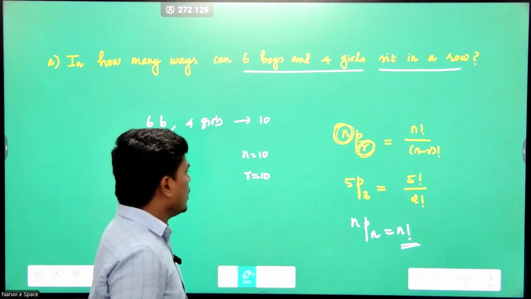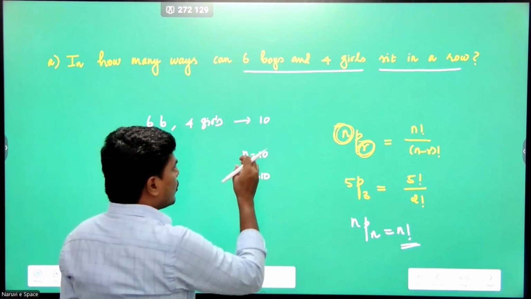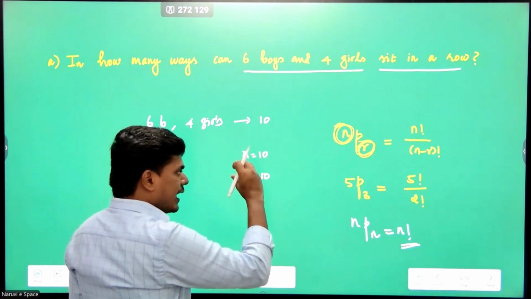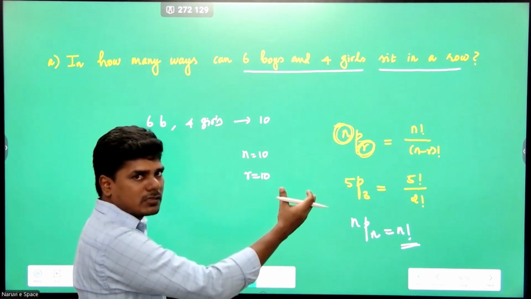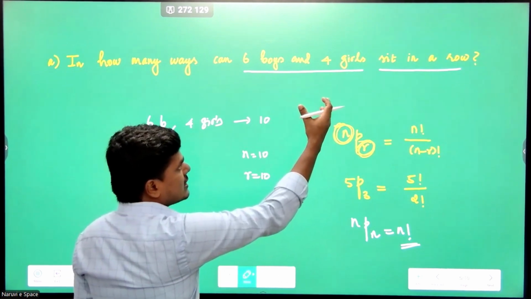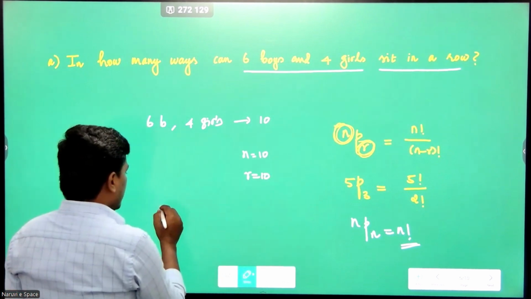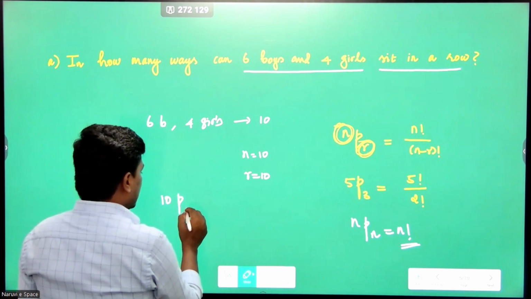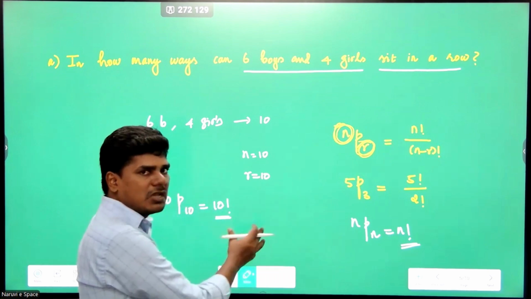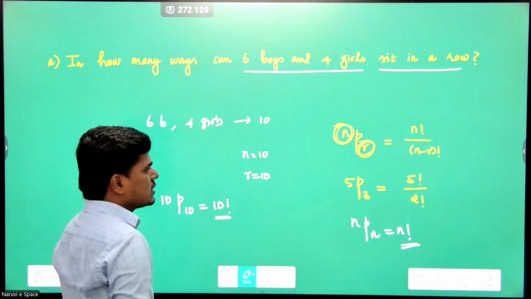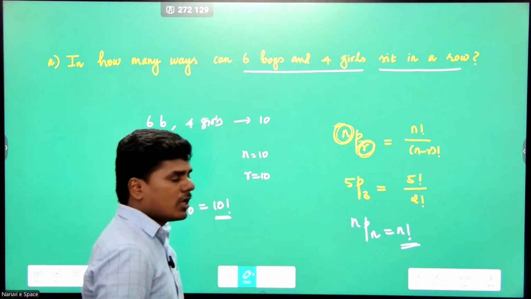Now your n is 10, r is 10. Both are 10. So out of 10 people, you are going to take 10 at a time and make arrangements. Here you are going to make them sit, right? So it is going to be 10P10. 10P10 means it is 10 factorial. If you want to multiply and give the answer, you can give it, or just write 10 factorial. So for this question, 10 factorial is the answer.